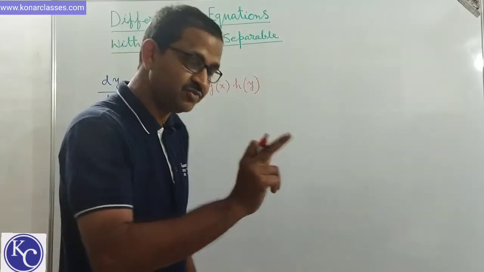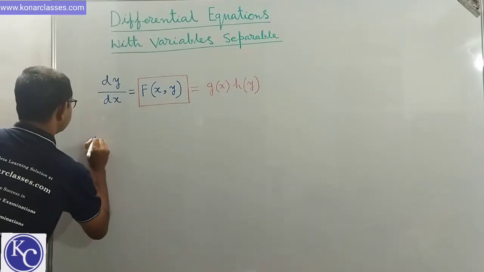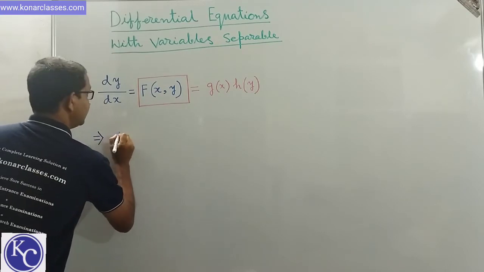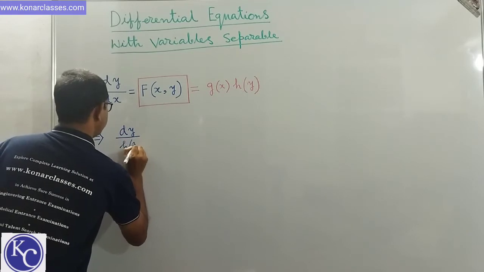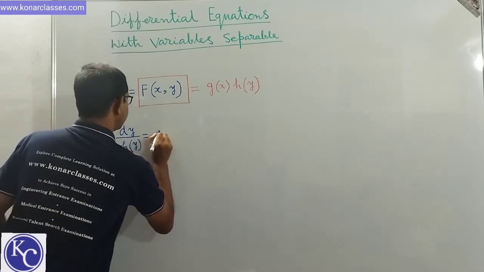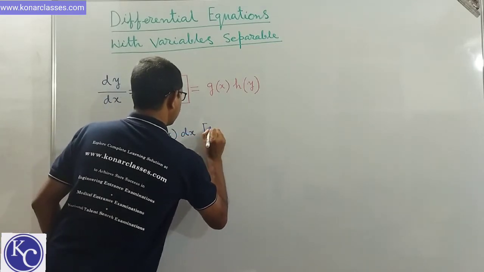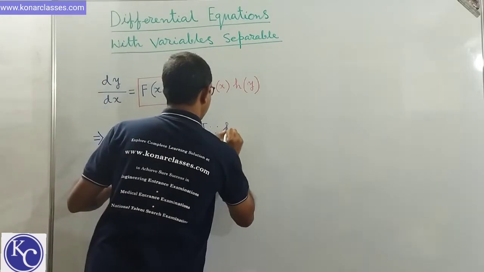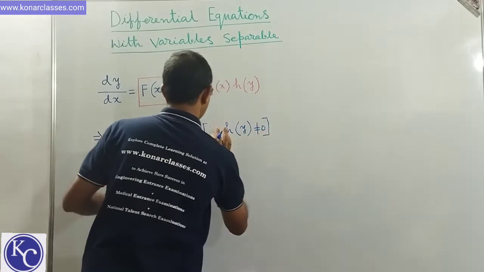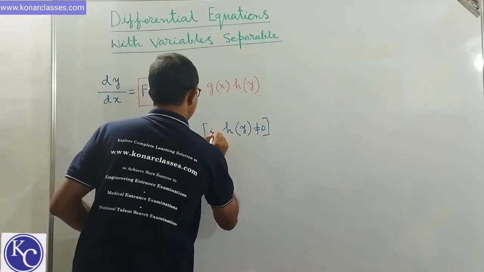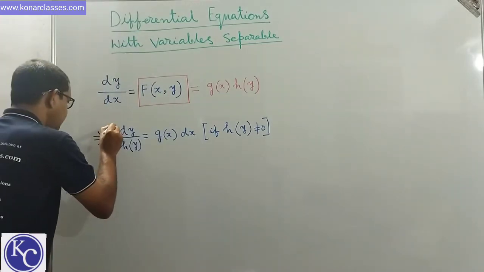But if we can, then what we can do, dear students? This implies dy/h(y) = g(x) dx, subject to the condition that h(y) is not equal to 0. If h(y) is not equal to 0, then only we can write this. After that, it is pretty straightforward.